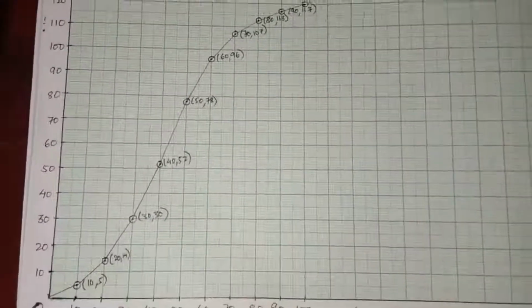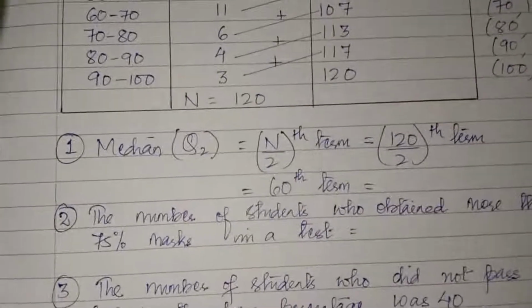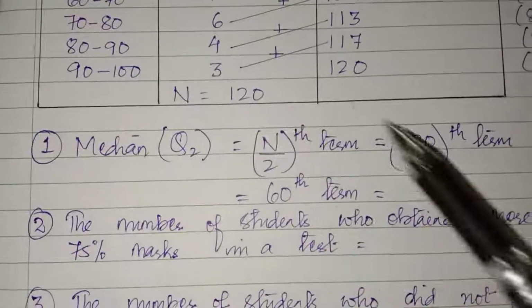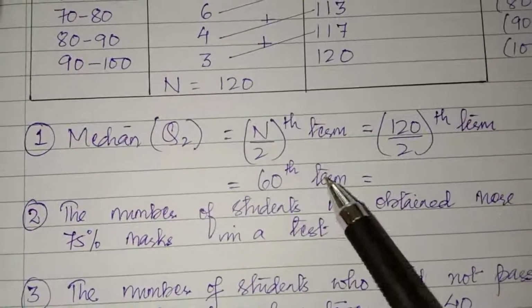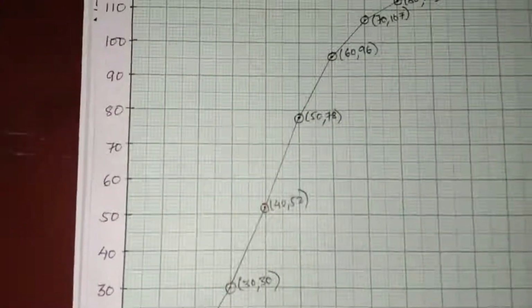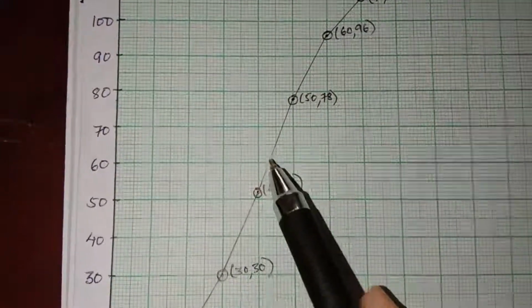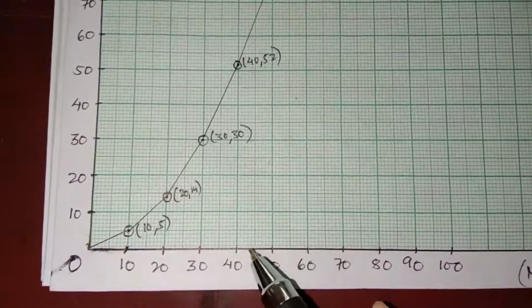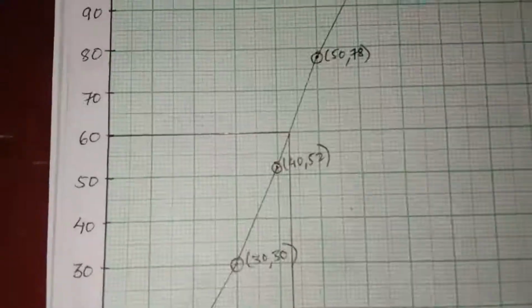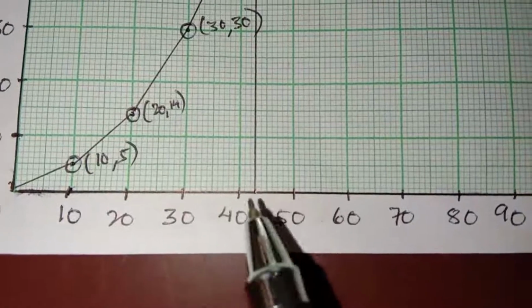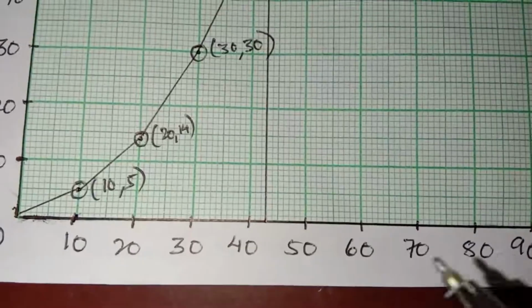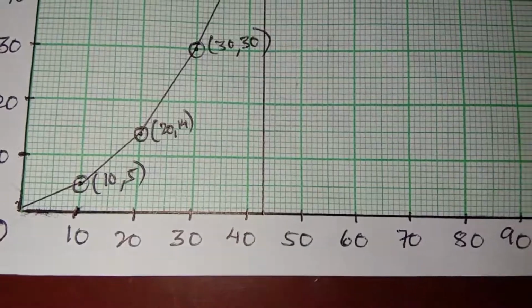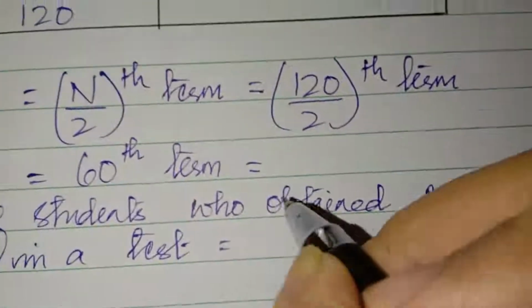Now I have joined all the points. Now we will find the answers. First one is the median, Q2, the n by 2th term. N is 120, so 120 by 2 is the 60th term. From 60 you have to draw a line and drop it onto the x-axis. Here you'll get the median, so this is Q2. Since there are 10 boxes for a gap of 10, one box is 1. So 40, 41, 42, 43. So the median is 43.